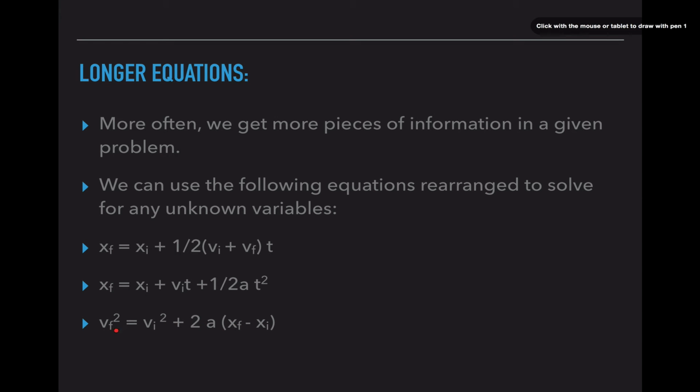Now this last equation is a special one. It does not have time in it anywhere. So if I do not give you time in the problem, this is likely going to be the equation that you're going to go with unless it's asking you to solve for time. Because remember, if it's not in the equation, you cannot solve for it. So this bottom equation, you can solve for VF, you can solve for VI, you can solve for A, or you can solve for either of the positions, but you cannot solve for the time.